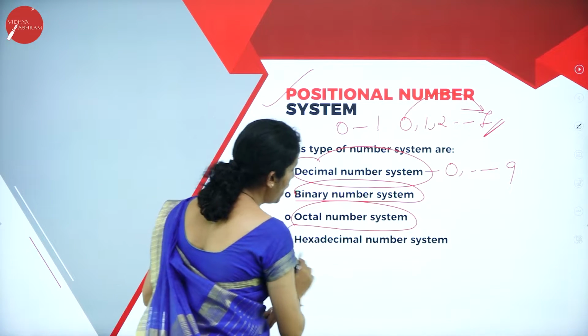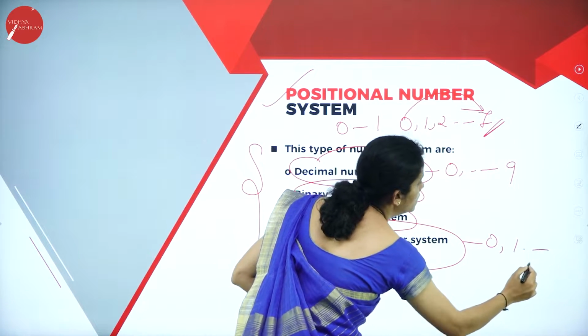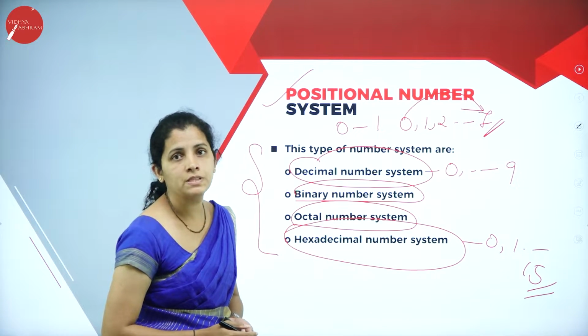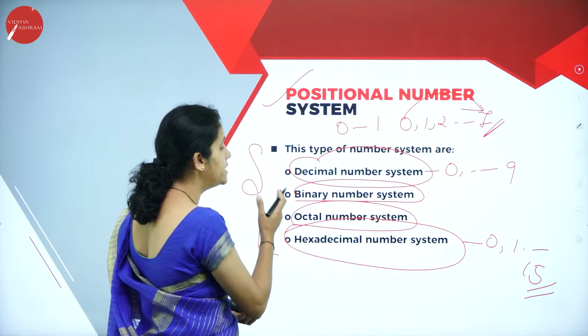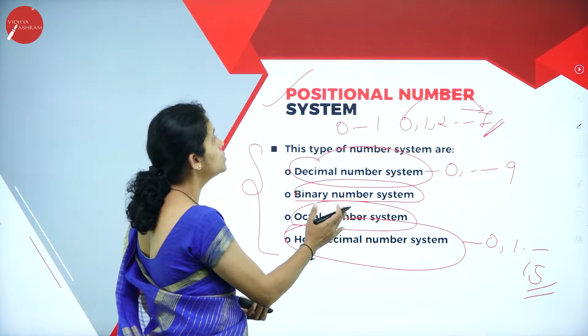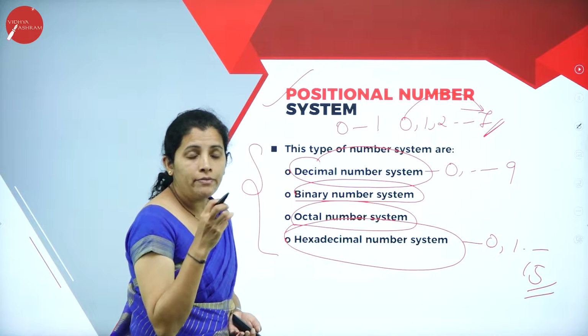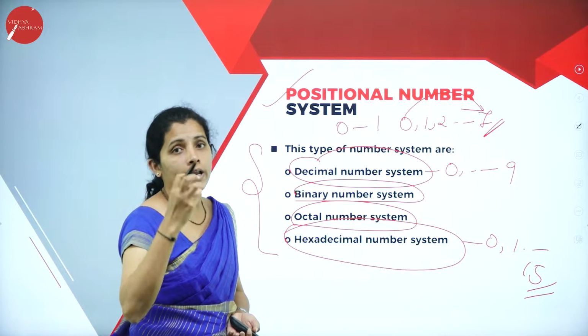And if I have 0 to 15, then this kind of number system is an example of the hexadecimal number system. So what is a positional number system? We are going to identify the numbers based on their position.